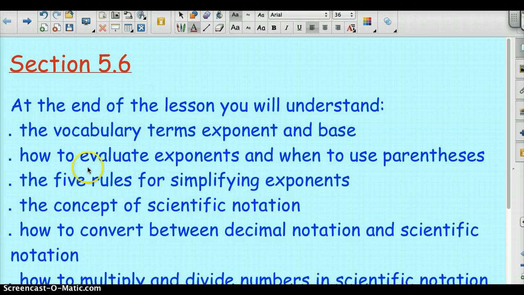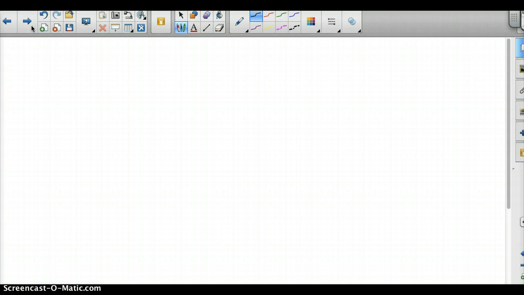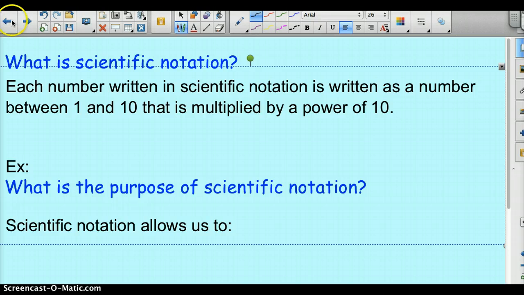All right, so starting off, we are going to talk about some basic terms, and then we are going to roll through this. Starting off with scientific notation. What is scientific notation? Each number written in scientific notation is written as a number between 1 and 10 that is multiplied by a power of 10. Let me make that easier for you with some examples. If we had 5.2 times 10 to the third power, that is in scientific notation. It is a number between 1 and 10, 5.2, multiplied by 10 to a power.